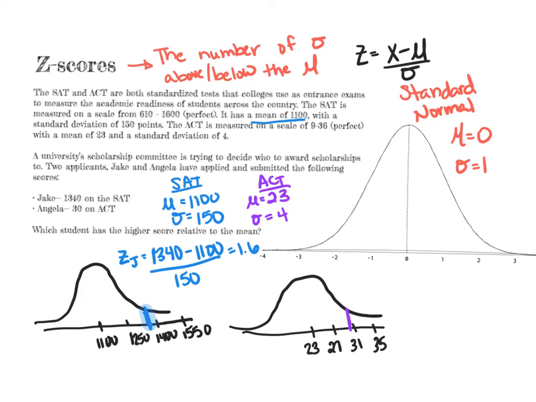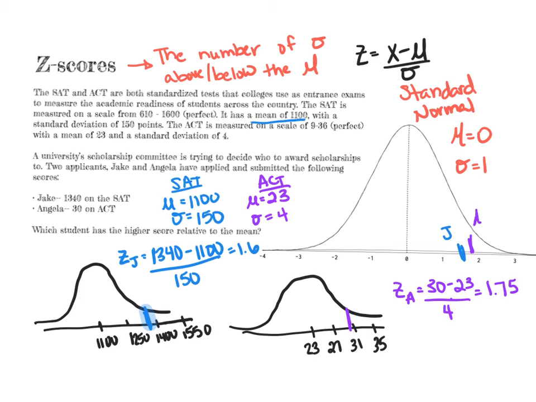And what it does now is it puts us on our normal curve, on our standard normal, actually. So 1.6 is going to fall about right here. So here is Jake's z-score. For Angela, z of a is equal to 30 minus her mean, which was 23, divided by her standard deviation, which was 4. Angela scored a 1.75 on hers. And so when we do 1.75, we see that she's here.